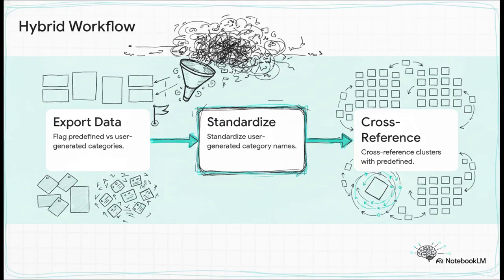First up, export your structured data, making sure to explicitly flag which categories were predefined and which were user-generated. Second, you need to standardize those wildly varying user-generated names. And third, cross-reference those new clusters back against your predefined structure. Let's look at exactly how to prompt your AI to do this heavy lifting.